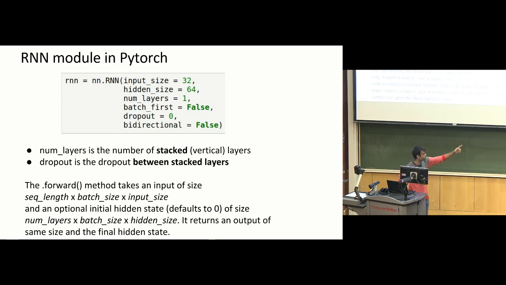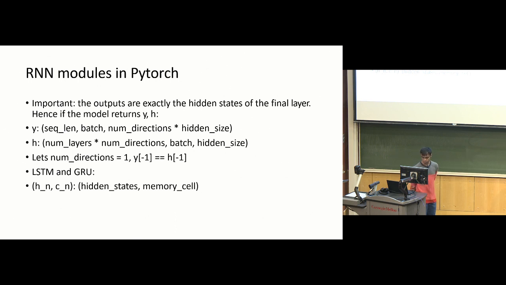And if you observe the output, the input is of sequence length cross batch size cross input size, and the output of the hidden state is number of layers cross batch size cross hidden size. It is important to know that the output of an RNN is basically the hidden state of the final layer of the RNN. You can have 4 or 5 layers, for example. If you do nn.LSTM, the final output is basically the output of the final layer.